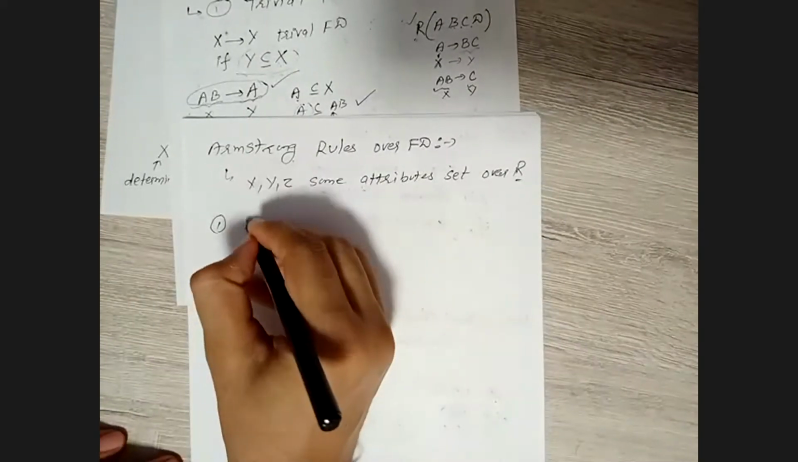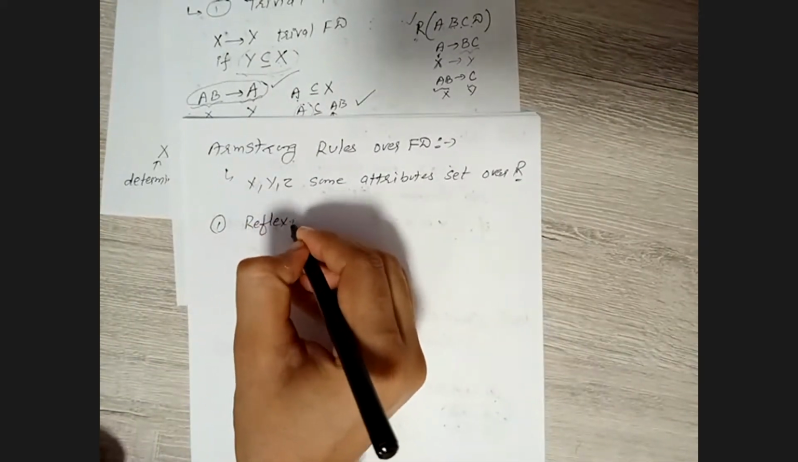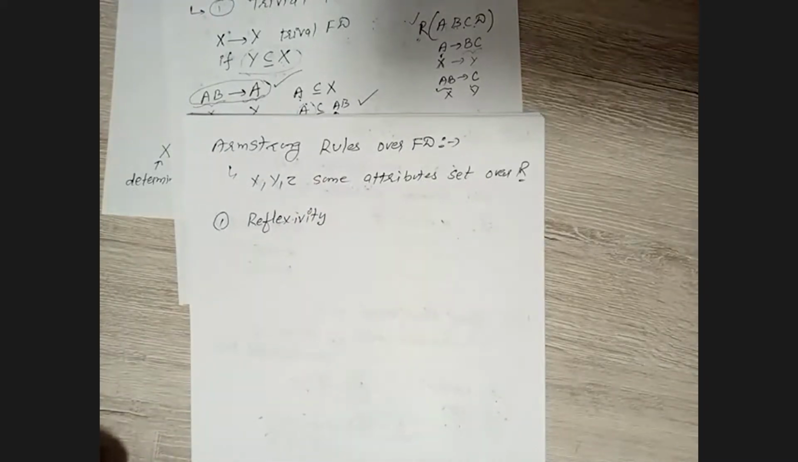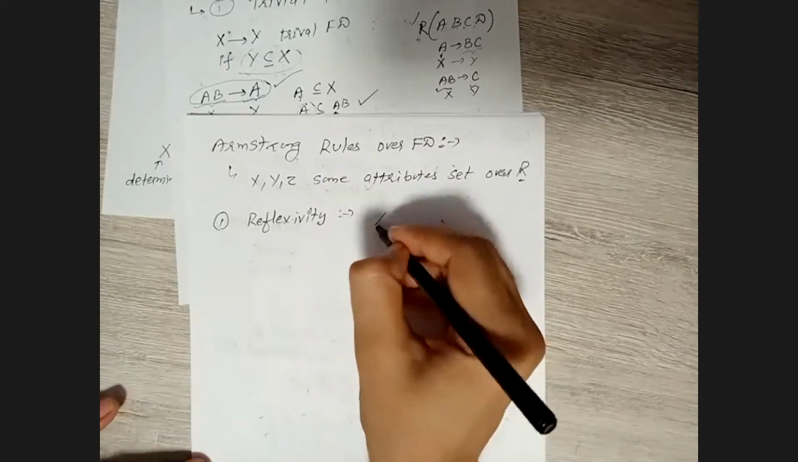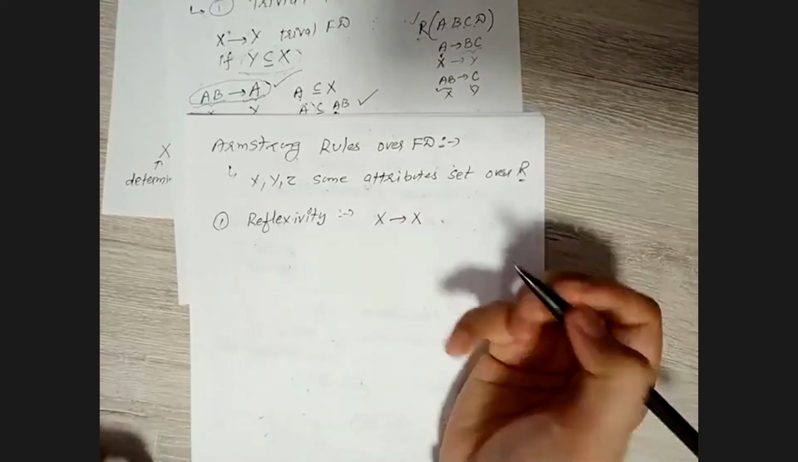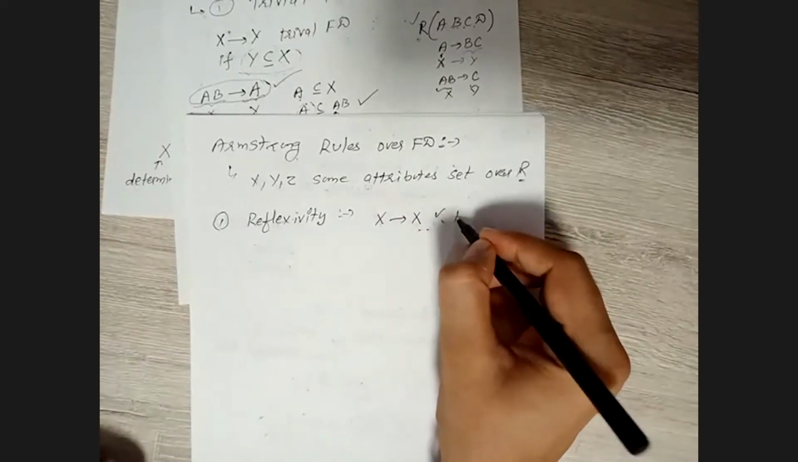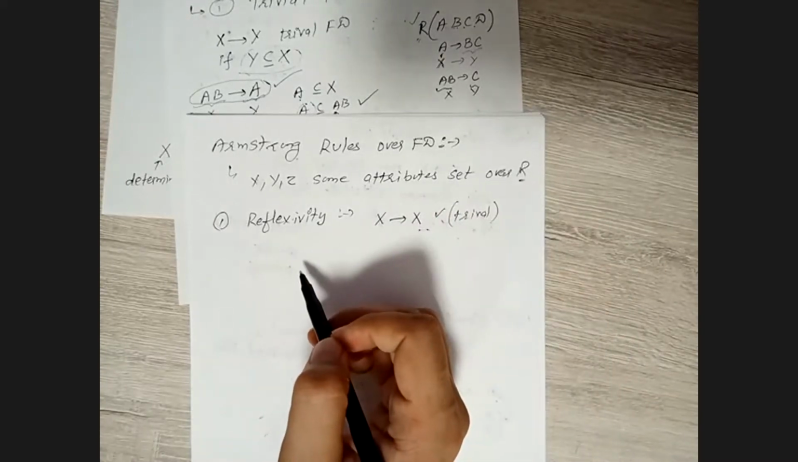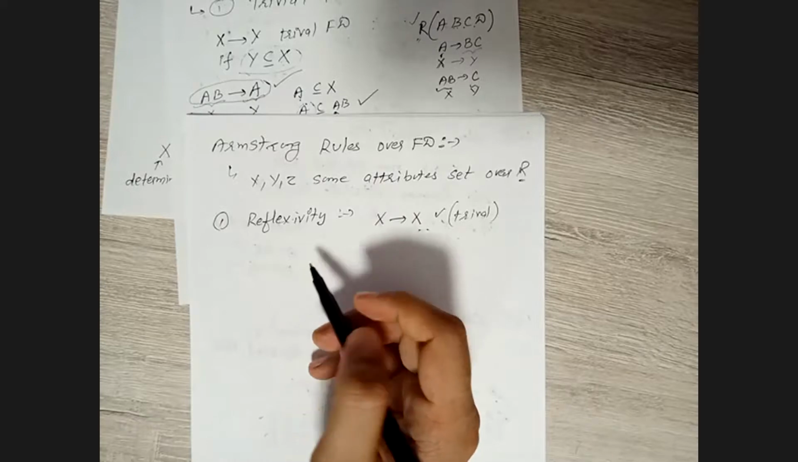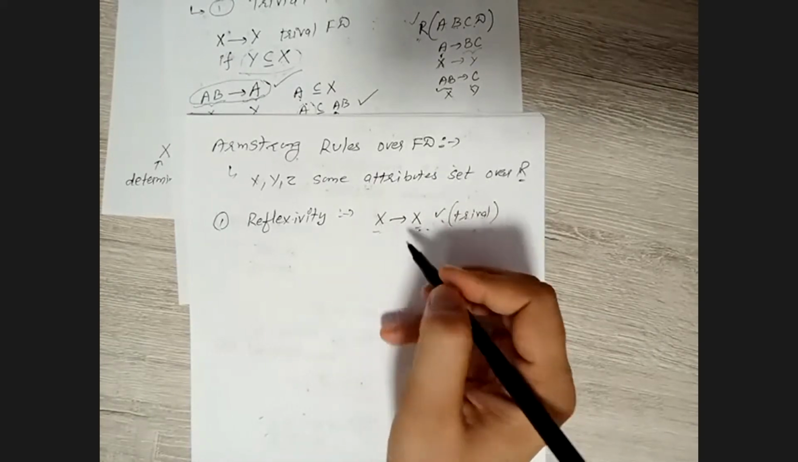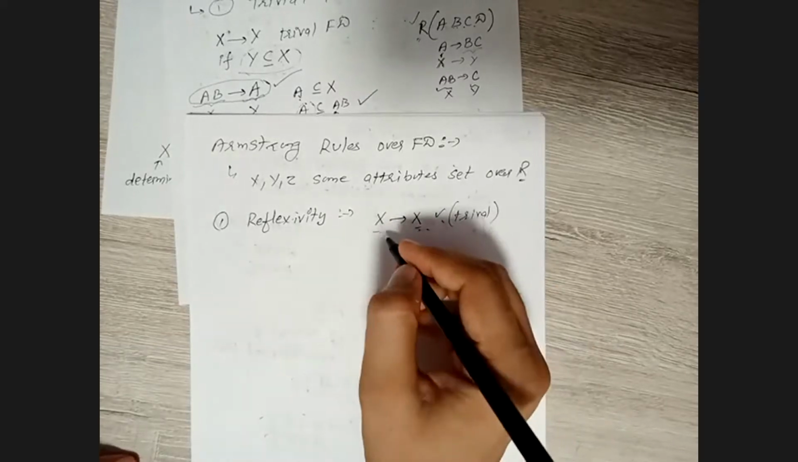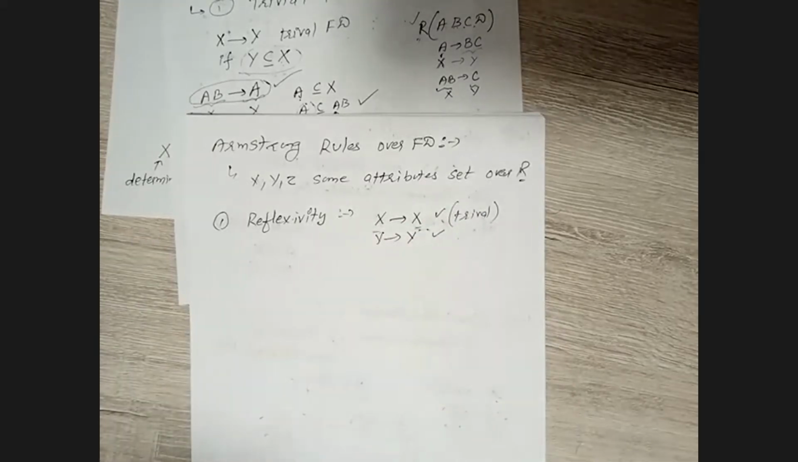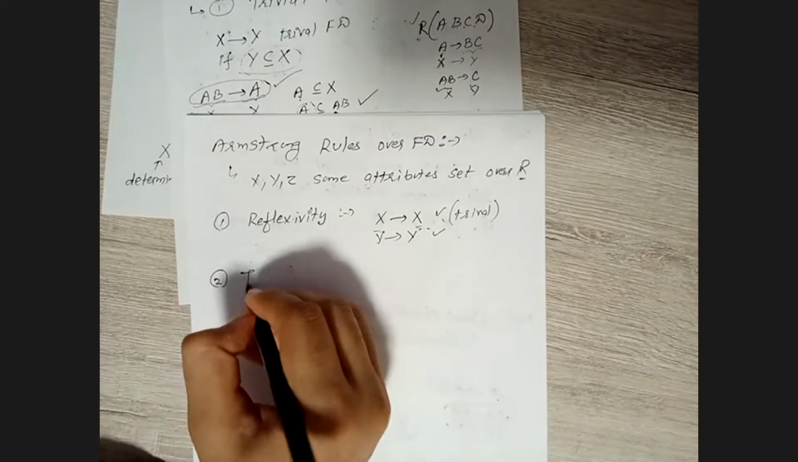The first one is reflexivity. Reflexivity means what? For example, I say X determines X. Basically, it's always true, and we have seen this is your trivial functional dependency. So all the trivial functional dependencies fall under something called reflexivity. But make sure both sides should be the same. For example, if I have Y, then Y determines Y is again trivial, and that is the reflexivity rule. The second is transitivity.